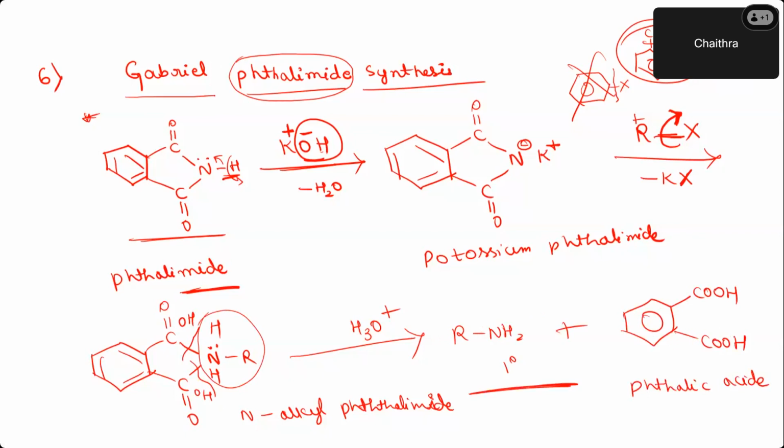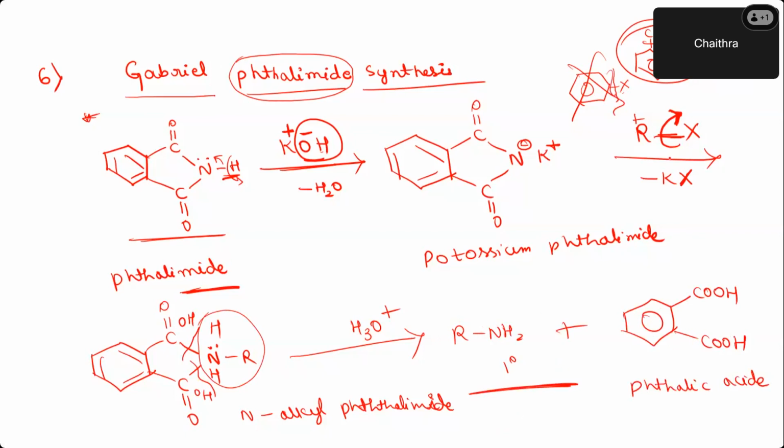Now my question is, can you prepare a primary aromatic amine here? For preparing an aromatic amine, what should be there? Aryl halide should be there. I already told you it cannot be taken because you can't cleave the bond. So can you prepare a primary aromatic amine? The answer is no. So please remember.